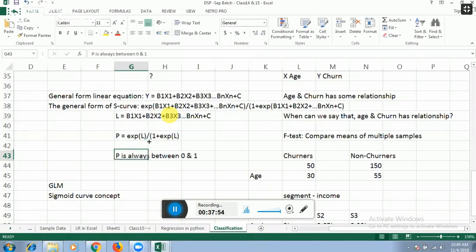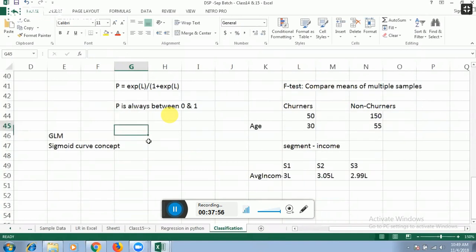Okay, so now let's understand this concept. Now you know the GLM, and now you know the sigmoid curve concept. Now, how do we marry these two things?